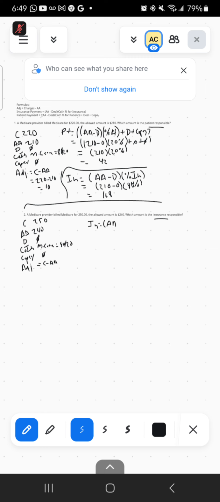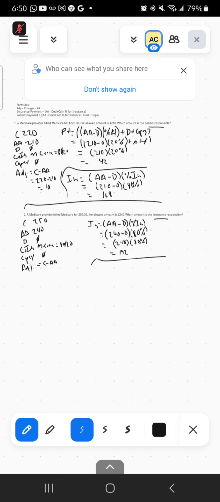The insurance pays the allowed amount minus deductible times the percentage for the insurance. The allowed amount is 240 minus 0 times 80%. That's going to give us 240 times 80%. You plug it in your calculator, and your calculator will say 240 times 80%, 192. So the insurance pays 192.